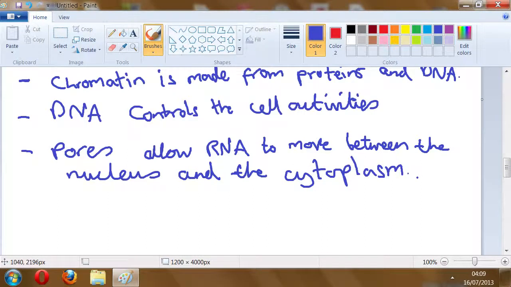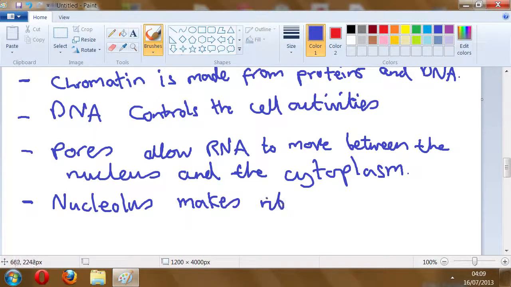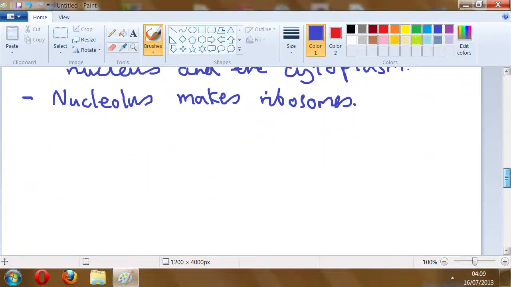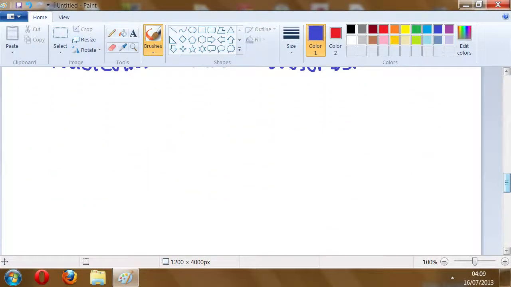Cool. And the function of the nucleolus makes ribosomes, which of course you've seen in the picture as well. So, picture time. Wow, this can be an interesting one.